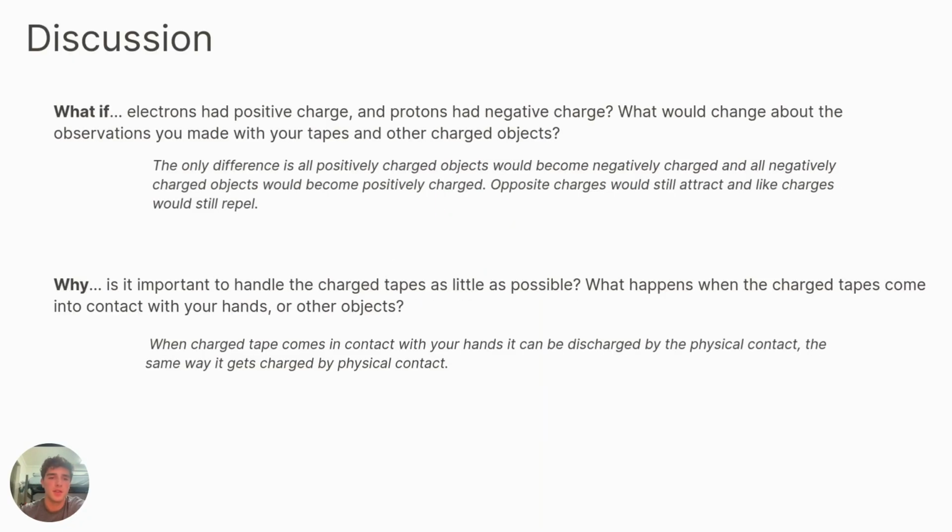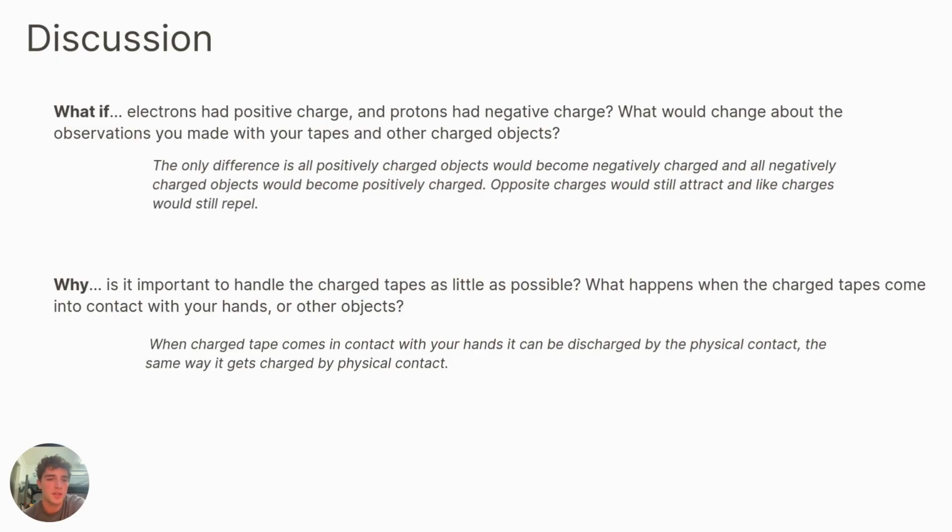So now for the discussion. The question is, what if electrons had positive charge and protons had negative charge? What would change about the observations you made with your tapes and other charged objects? The only difference is that all positively charged objects will become negatively charged, and all negatively charged objects will become positively charged. Otherwise, everything else would be the same. Opposite charges would still attract, and like charges would still repel.